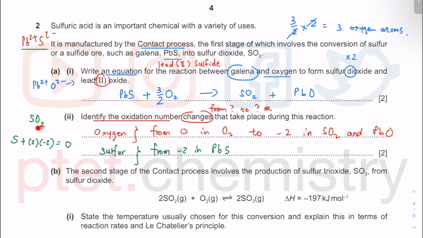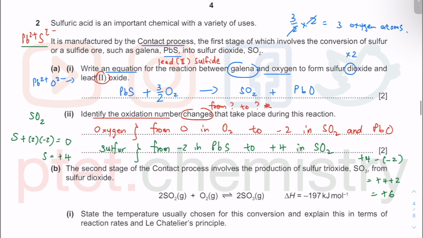Overall, the oxidation number of this molecule is 0, and that is part of the rules of oxidation number. So it goes to +4 in SO2. The oxygen is -2 in SO2, but the sulfur is +4 in SO2. So the change is +4 minus -2. If you think about it, +4 is the final one, -2, that is +4 +2. You get an increase of 6 oxidation number. Okay, hopefully that makes sense to you.